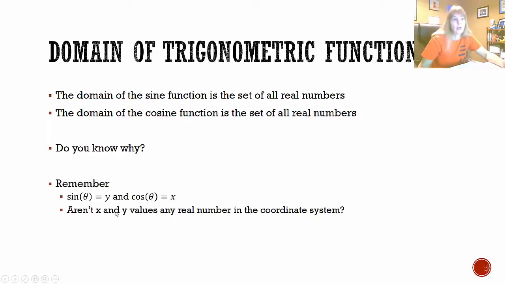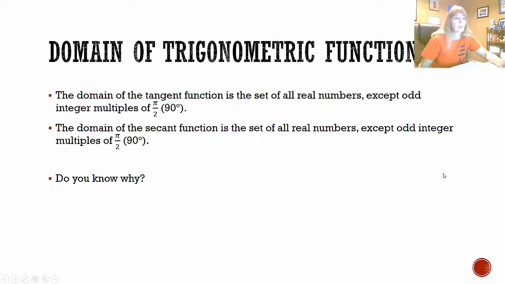Remember, the sine is y, cosine's x. Well, can't x and y be any real number? And so remember that. The domain of the sine, the domain of the cosine, all real numbers.